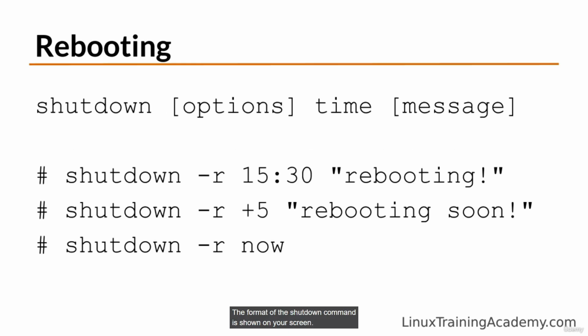The format of the shutdown command is shown on your screen. The option to tell shutdown to perform a reboot is -r. You can specify the time to shut down using the hour:minute format. You can also use +n, where n represents the number of minutes to wait before performing the action. Finally, you can use the now keyword to start immediately. You may also specify a wall message that will be broadcast to all users logged into the system. A simple way to reboot the system is to run shutdown -r now.